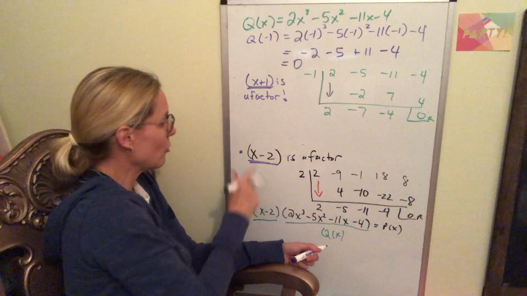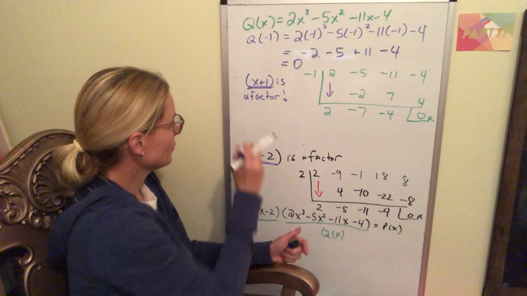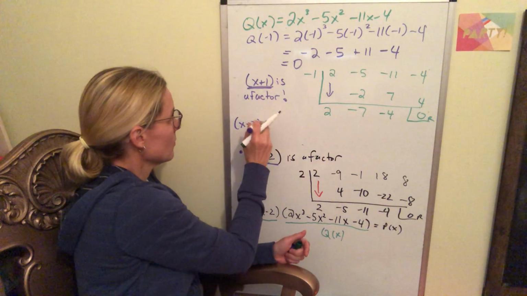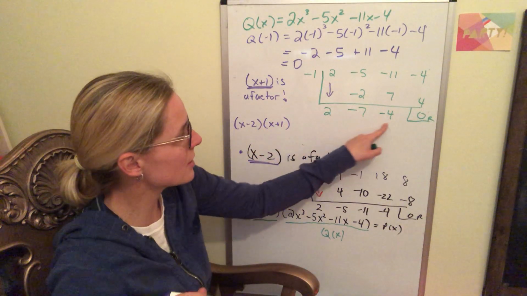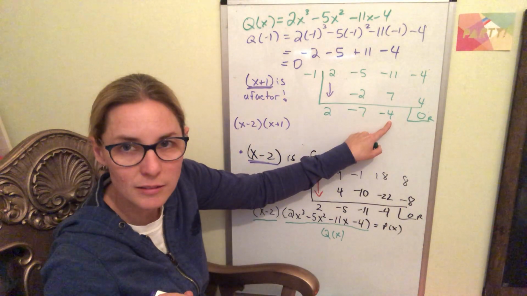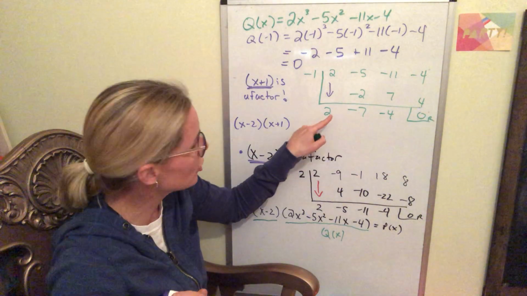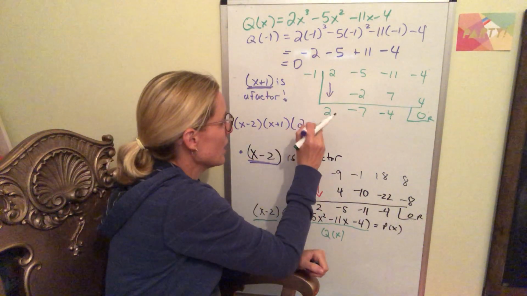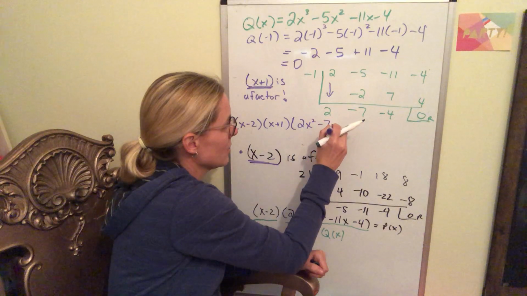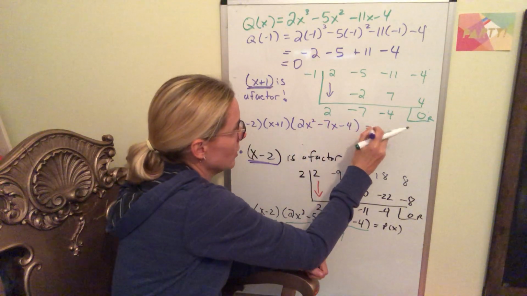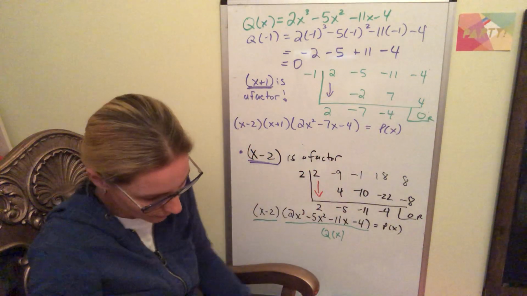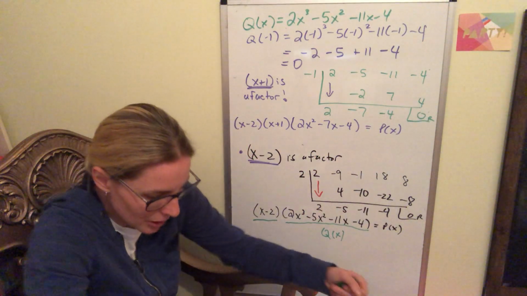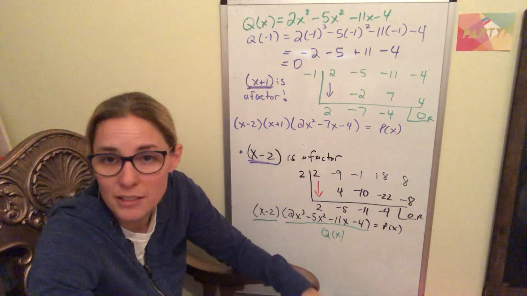We now have, from before, x minus 2. Our new factor, x plus 1. And then remember how you list these. This is a constant. This is degree 1. This is degree 2. So we have 2x squared minus 7x minus 4 equals what our original thing was, p of x. Okay? And the very last step that you have is, can you actually factor this?